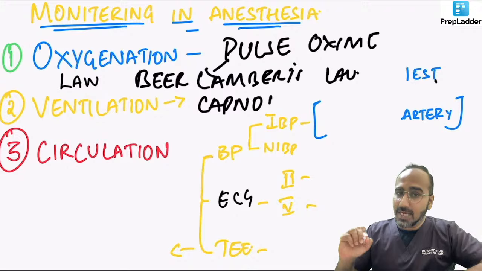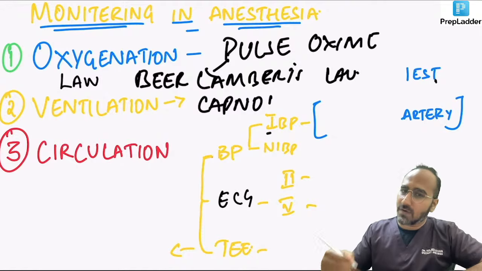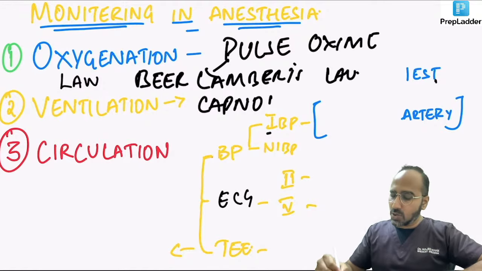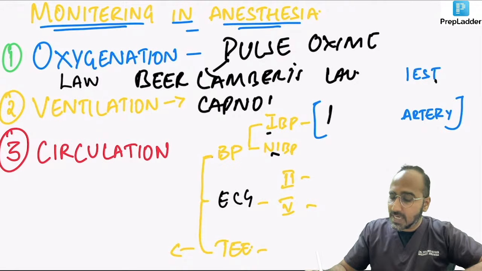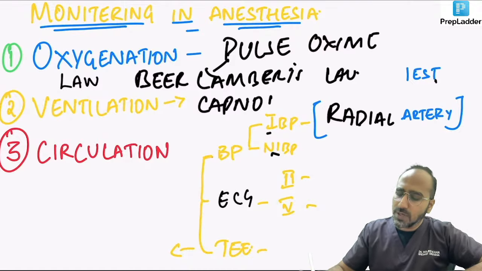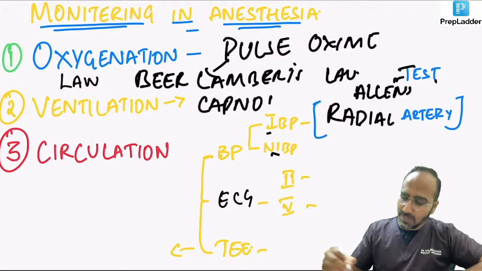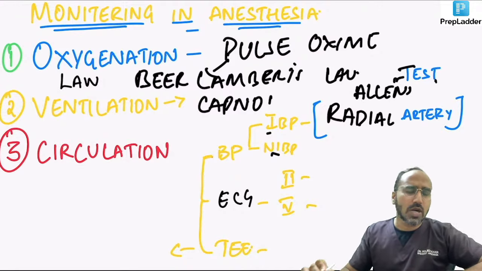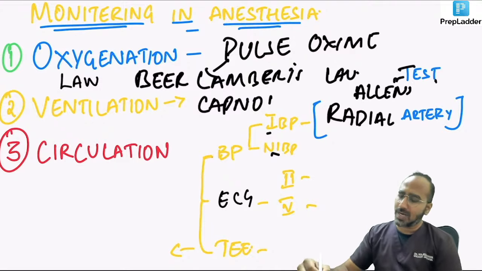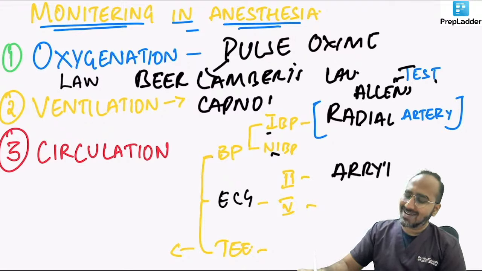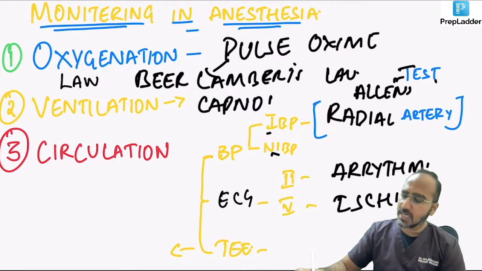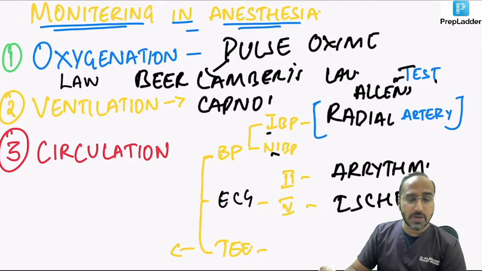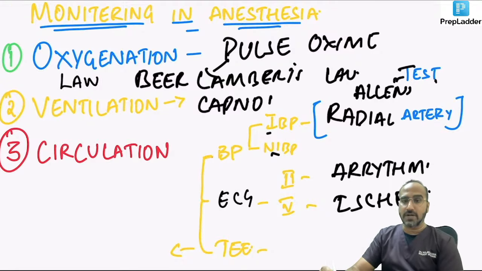In the BP, guys, there are two things to monitor. Either you go for IBP for major surgeries, invasive blood pressure monitoring, or you go for NIBP, that is the normal BP cuff. If IBP you are using, then you have to cannulate which artery? The radial artery is cannulated. And how will you know the patency of the radial artery? With the help of Allen's test. Next is ECG, guys. You are not monitoring 12 leads. You are just monitoring 2 leads, lead 2 and lead 5. Lead 2 detects arrhythmias, and lead 5 detects ischemias.